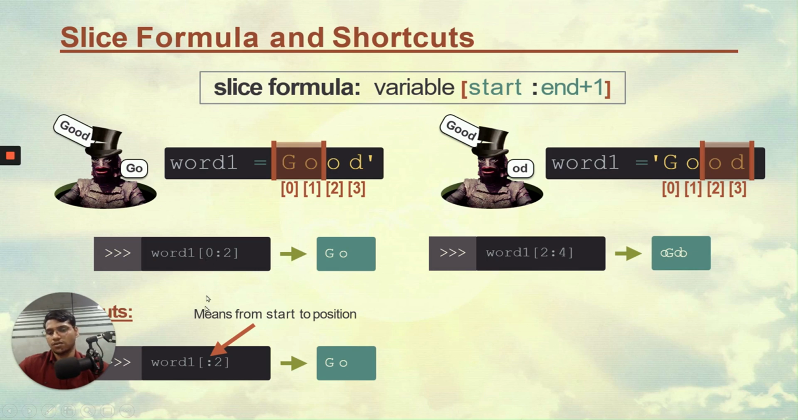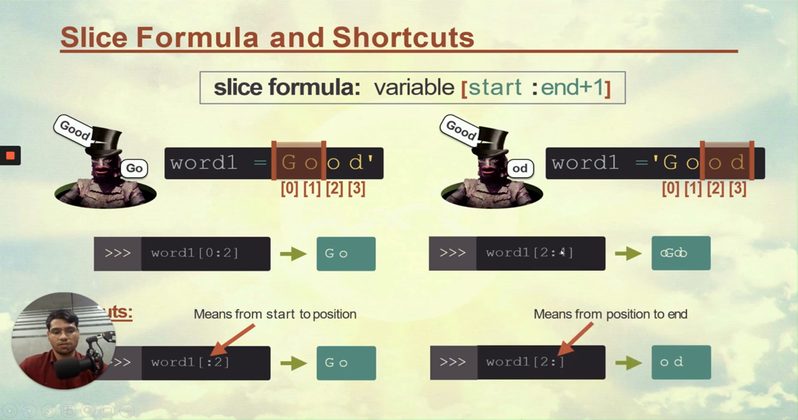Now you can do one more thing. Instead of writing 0, you can ignore it. That will also work. Instead of writing the ending index, that is 4, you can ignore it. This is also going to give you the same output.